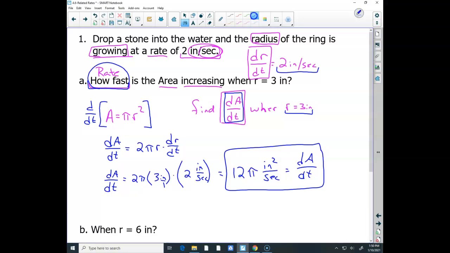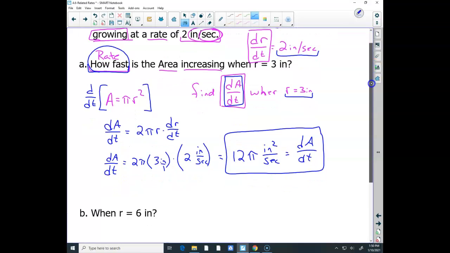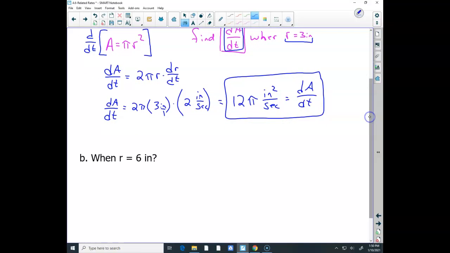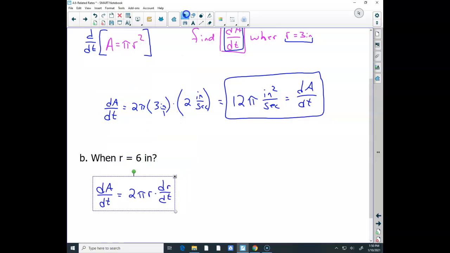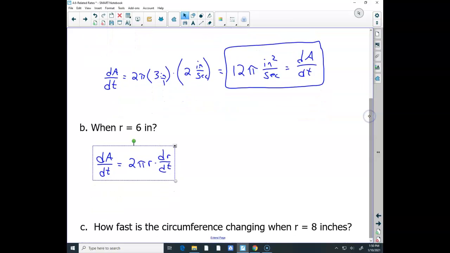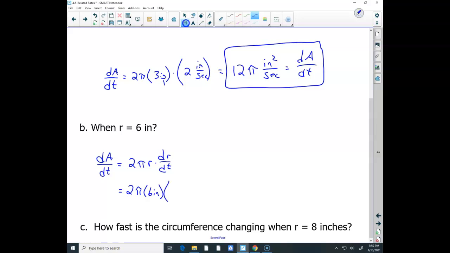And what can we do here? Well, what happens if the radius is 6 inches? Well, no big deal. It really is not a big deal because I've already related my area and my r. So all I really have to do is come back here and plug and chug again. So this is really going to equal 2 times pi times 6 inches times dr/dt. Well, that was what? 2 inches per second. Well, that's 2 times 6 times 2.